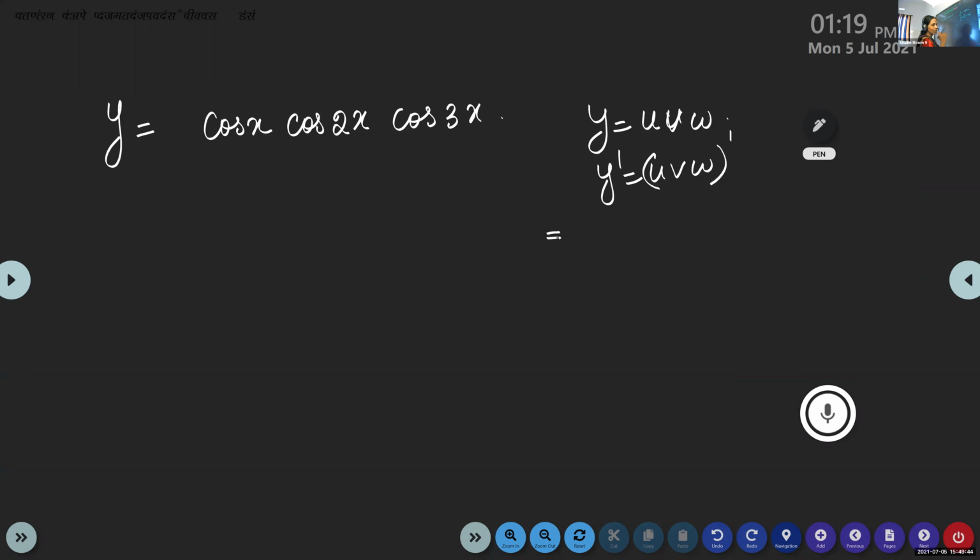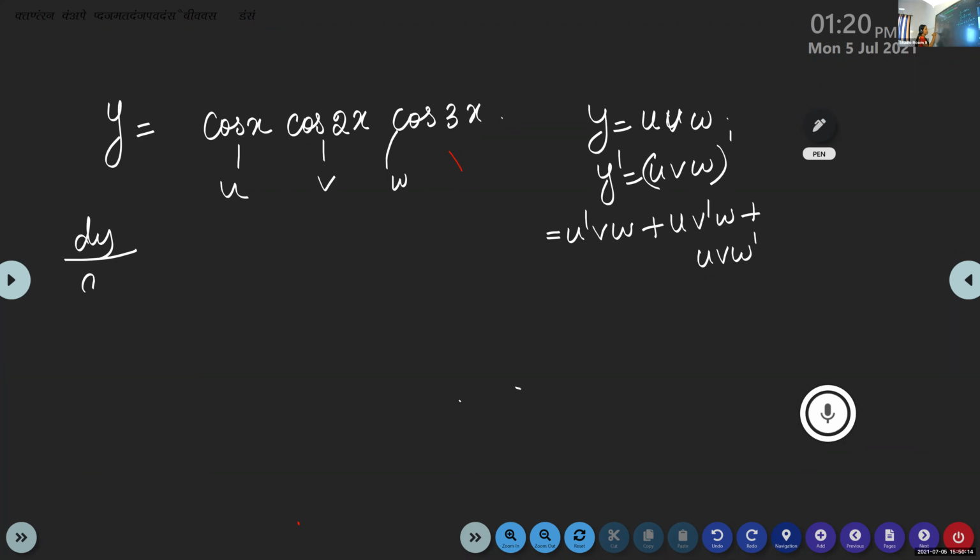Those who have the formula booklet, or those who are thorough with the formula, tell me. U dash VW plus UV dash W plus UVW dash. We differentiate one function at a time and keep the other two functions as such. Same way here, you can take one function as U, V, W, and we are going to find dy by dx. Here I'm not taking logarithm. We are using the product rule.